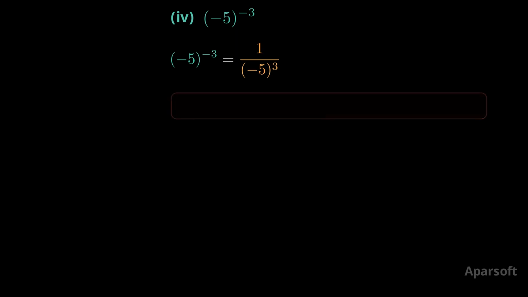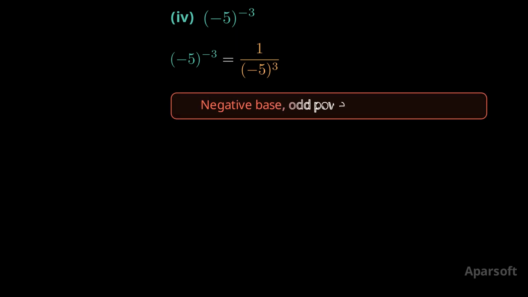Even power made the negative disappear. But what if the power is odd? Part 4. Negative 5 to the power negative 3. This becomes 1 over negative 5 cubed. Now, this is different. Negative base with an odd power gives a negative result.